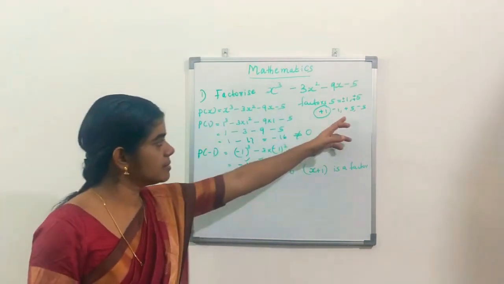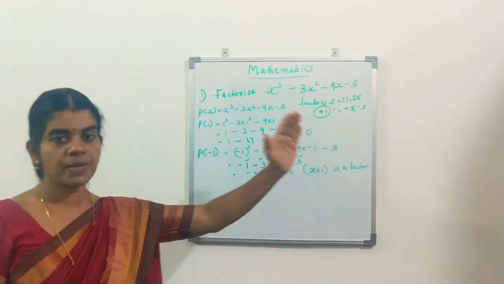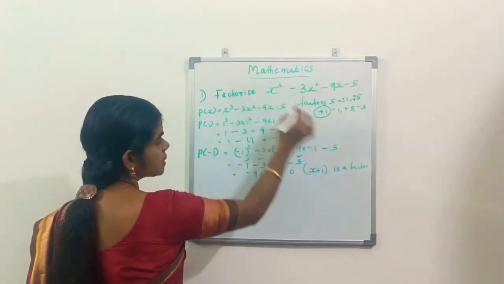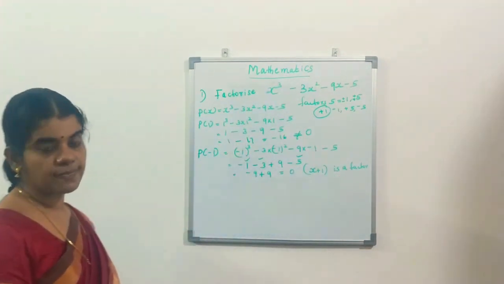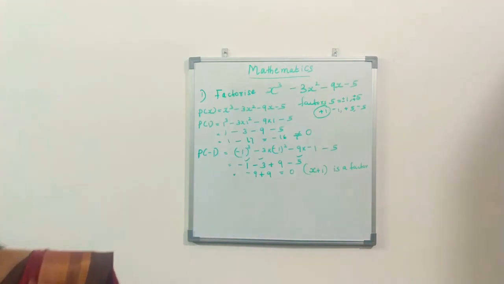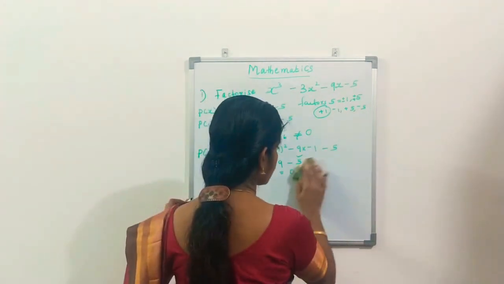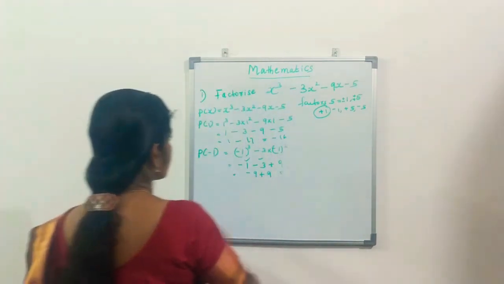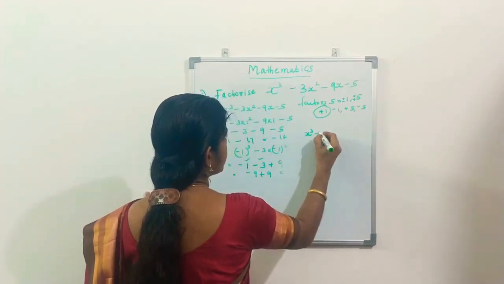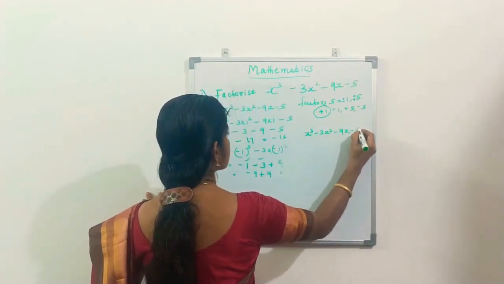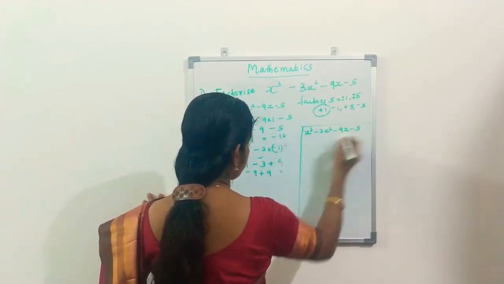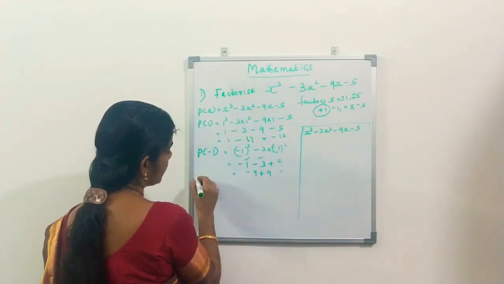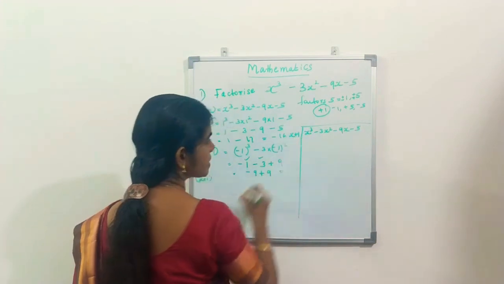Now if you want, you can check p of plus y over p of minus y, like that. Now I am doing the second method. Now we can divide this polynomial by x plus 1. Just look at that division. X cube minus 3x square minus 9x minus 5 divided by the factor. Minus 1 you got 0. Therefore x plus 1 will be the factor we want to divide by.